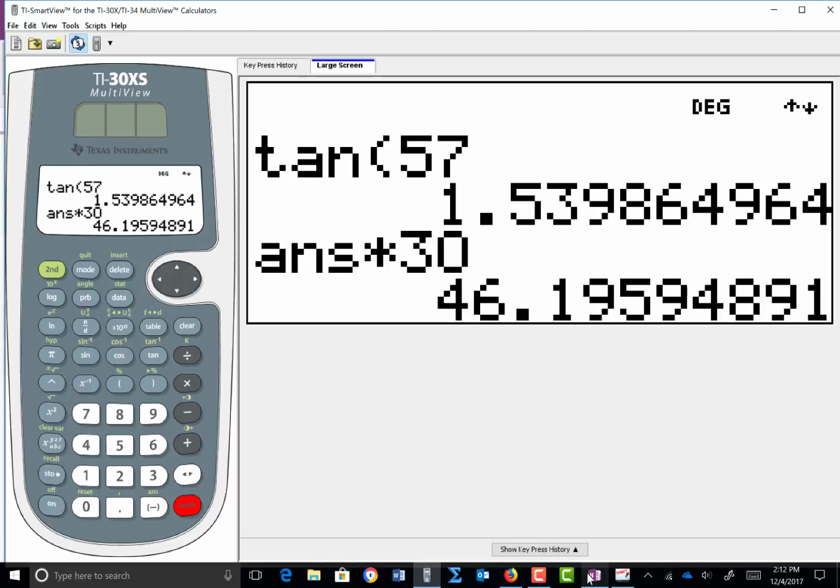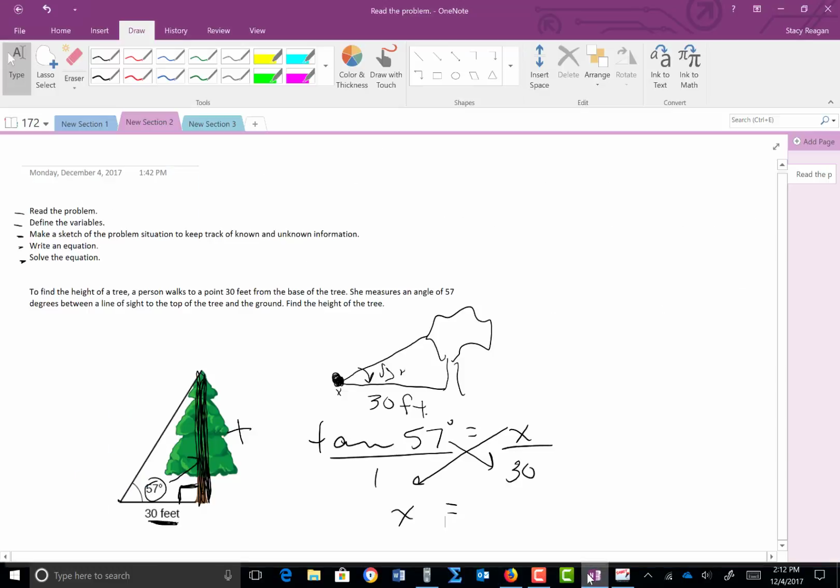So let's go back and see what the problem says. The problem says just find the height of the tree. So 46.2, and this is in feet, so this would be in feet. So my height of my tree happens to be 46.2 feet. This is the key here, is making sure that you get it punched in correctly in the calculator and that you get your proportions set up correctly.